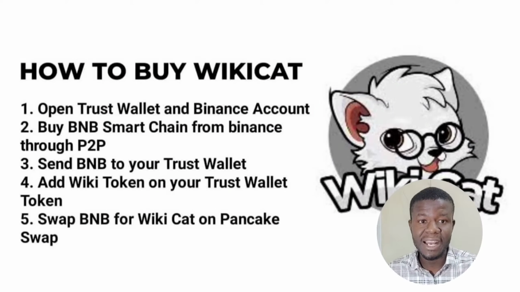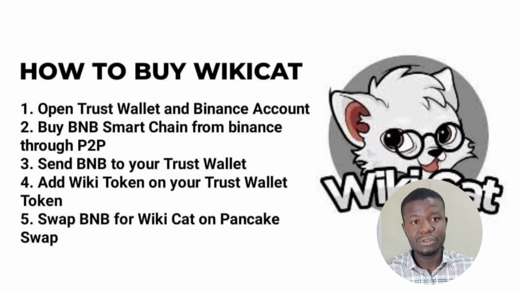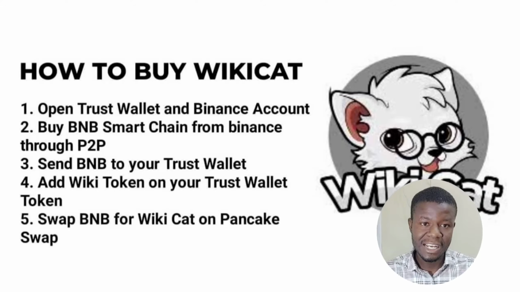Here are the steps to buy WikiCat. First of all, you must have a Trust Wallet account and a Binance account. But it's not compulsory that you have a Binance account, though if you can have it, good. In another video, I'm going to be showing you that. After you have a Trust Wallet account, the next thing you are going to do is to buy Smart Chain BNB, probably from Binance or using P2P.